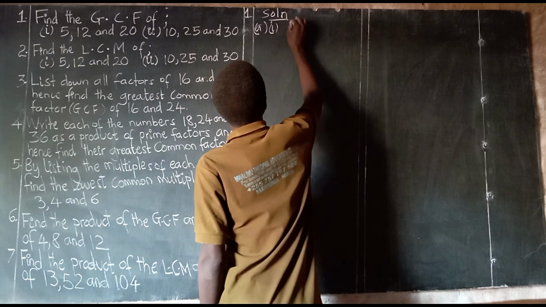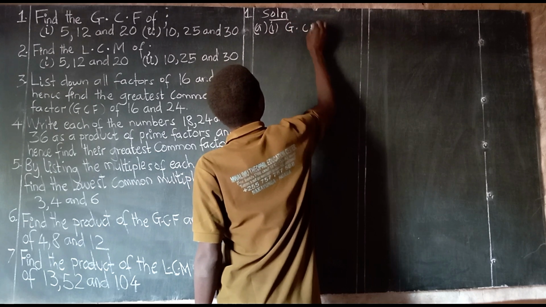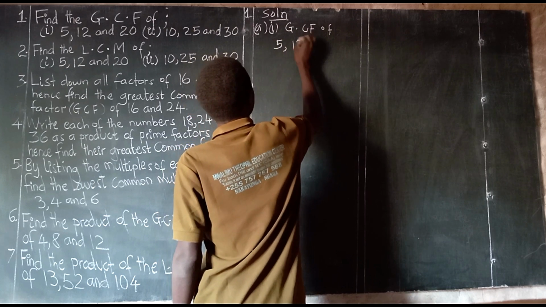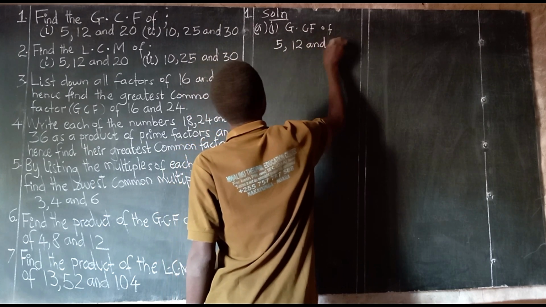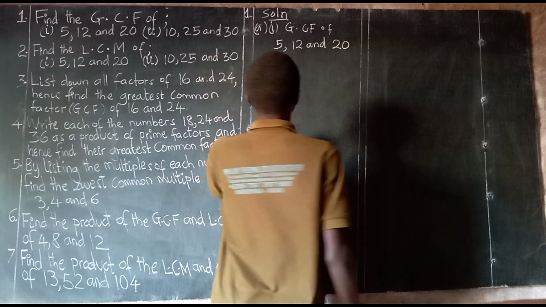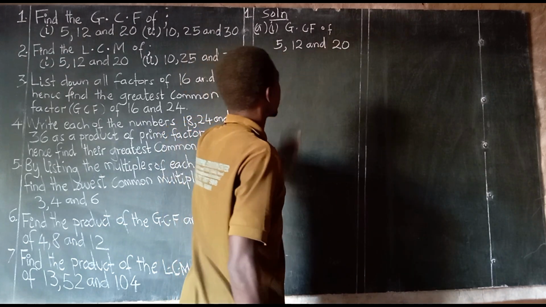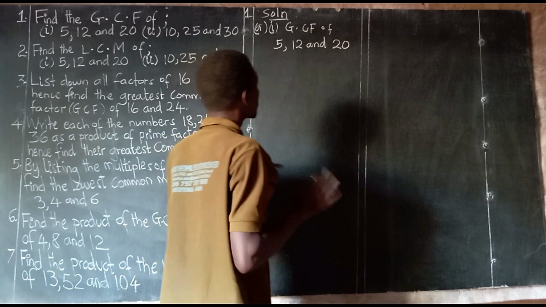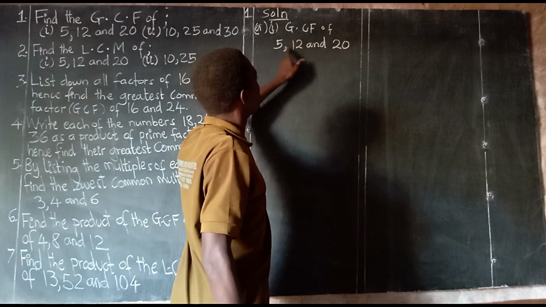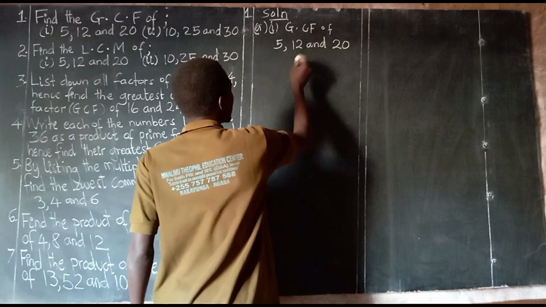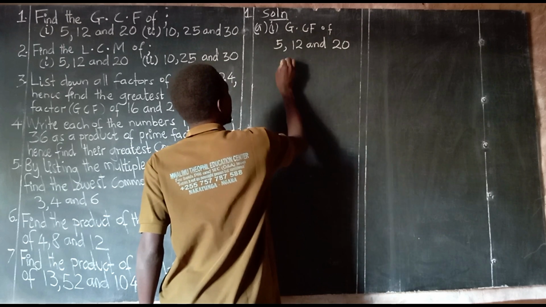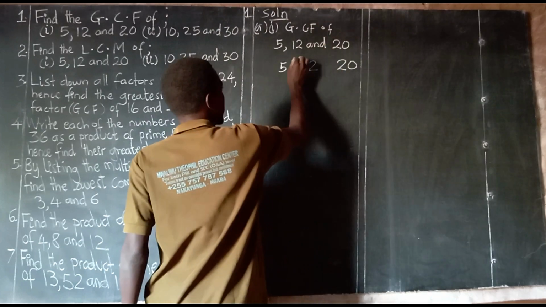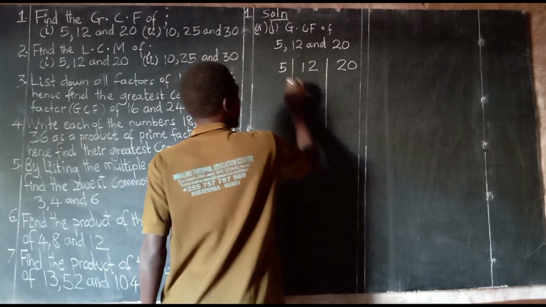Now, the GCF of 5, 12, and 20. To find the GCF of these three numbers, we just do as follows. We have to use the prime factors of these three numbers. How do we do? Let us see. We take 5, 12, 20, and arrange them this way.